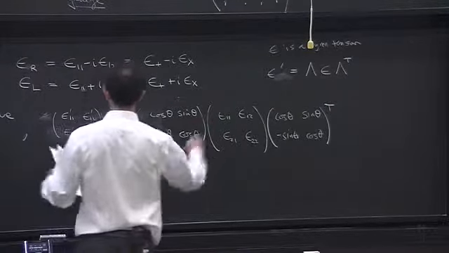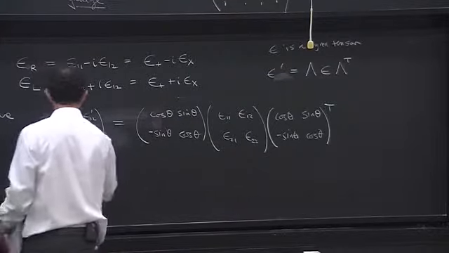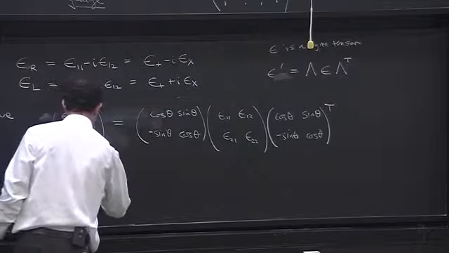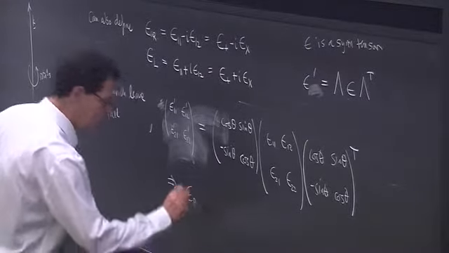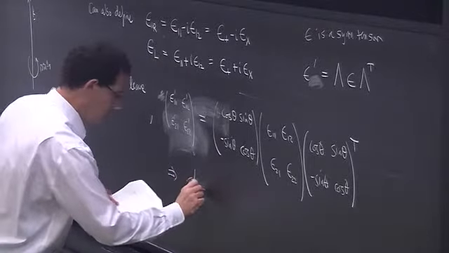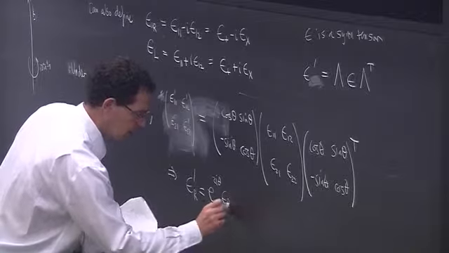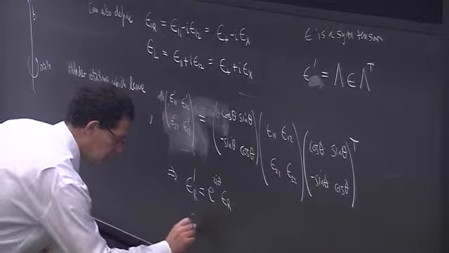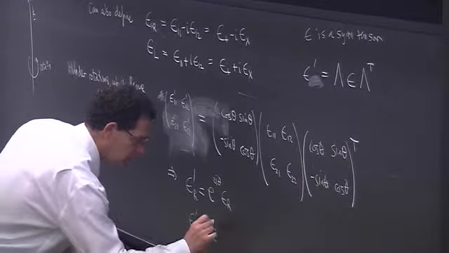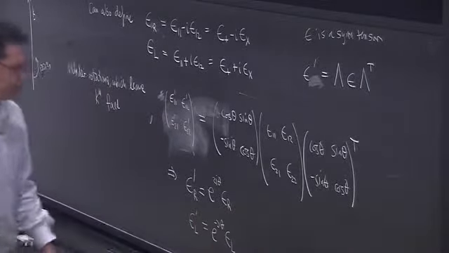So you can work this out very easily. It's a complicated expression, but the result is that epsilon right prime, this guy defined here, is equal to e to the 2i theta epsilon right. And epsilon left prime is equal to e to the minus 2i theta epsilon left.